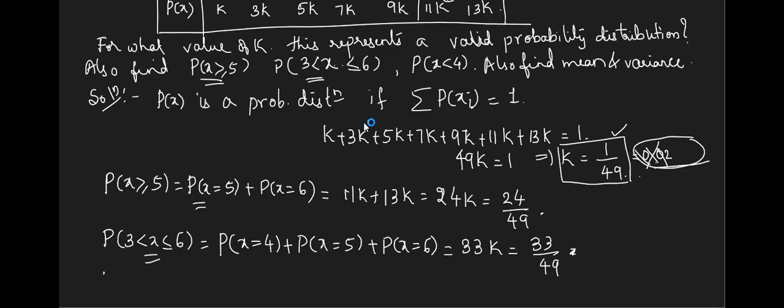Probability of x less than 4 means what? Less than 4 means?